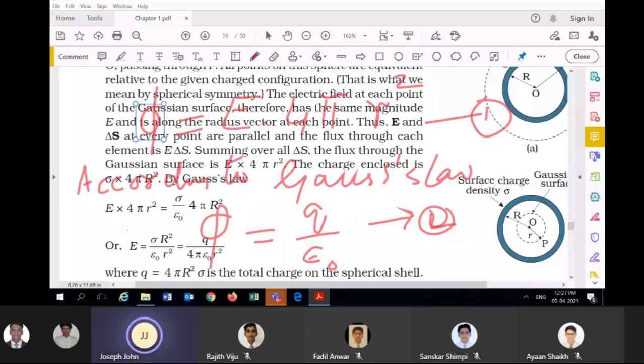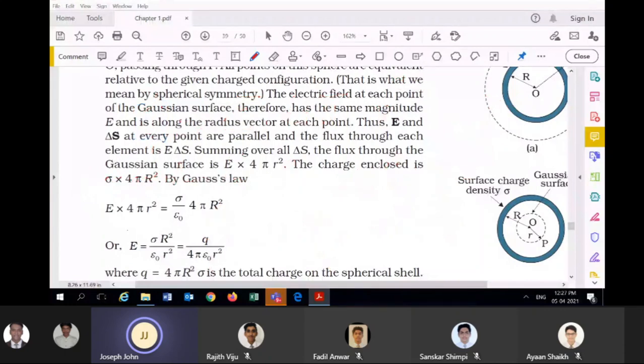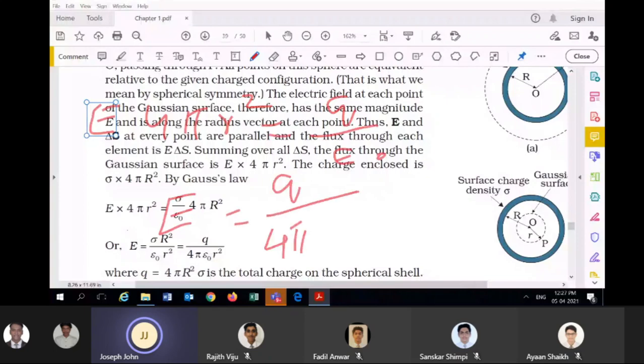What can be the next step? From 1 and 2: E into 4 pi r squared, small r squared only, don't make big R, is equal to Q by epsilon naught. Therefore, E is equal to Q by 4 pi epsilon naught r squared. Isn't it correct?